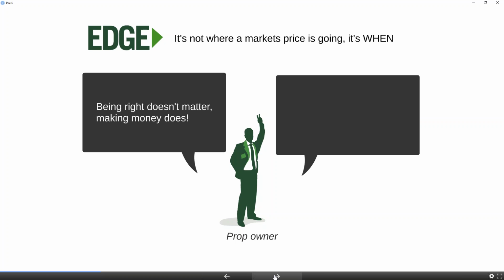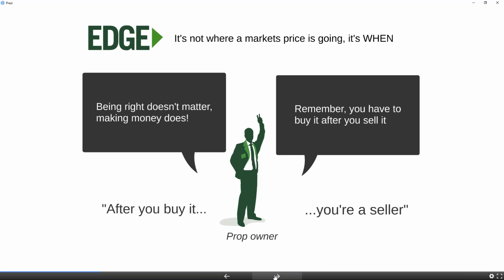The other thing he said that always resonated with me, and it had me come up with this saying that I'm going to talk about in a second, he goes, remember, you have to buy it after you sell it. It might not even have been him that said it. It was someone in the office. You've got to cover that position, which is what I was trying to tell you earlier. So I came up with this: after you buy it, you're a seller.